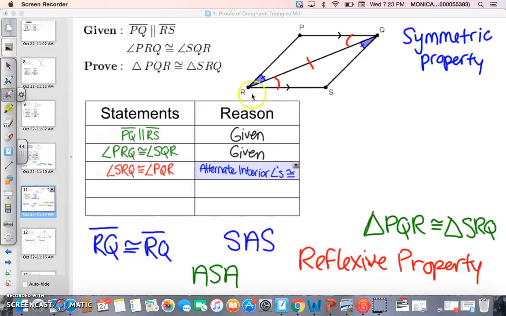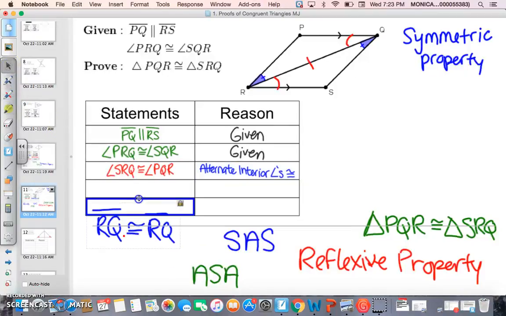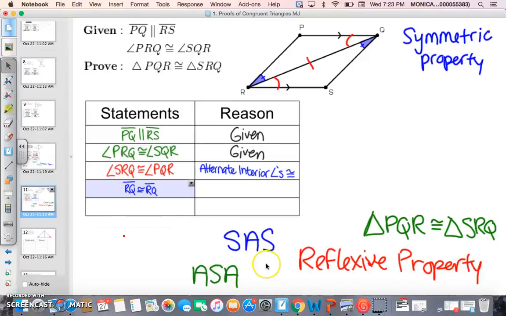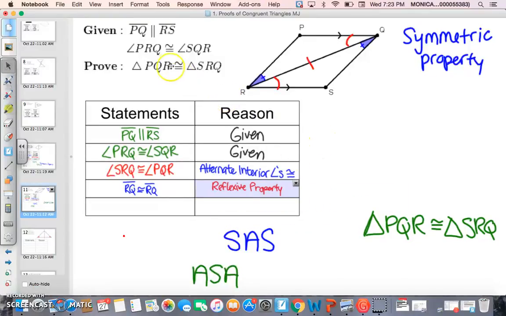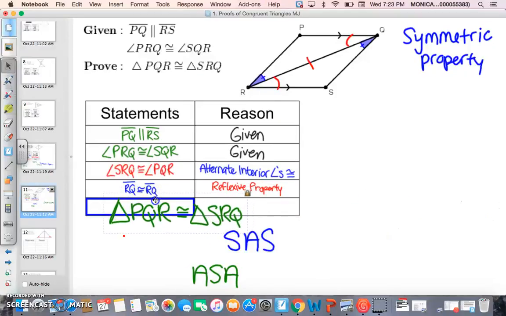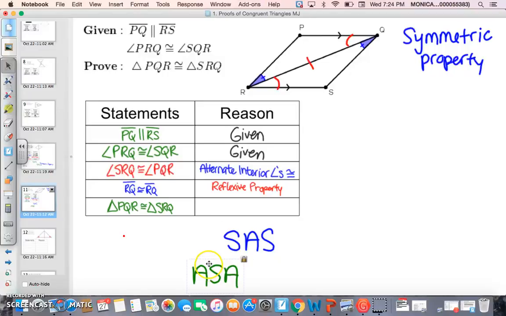The last statement here is that we can say that R and Q, this side, is shared among both triangles. So I can say that these two are in common. I could say reflexive or symmetric property. And then finally, I can conclude that these two triangles are in fact congruent. And the reason I can say that is because I have an angle, a side, and an angle. So that would be angle, side, angle.